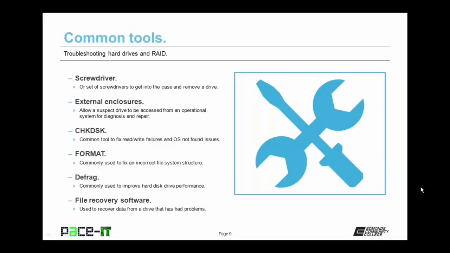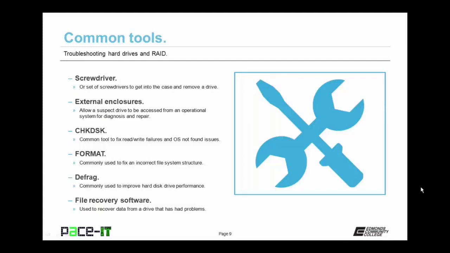Another tool is check disk. Actually, it's a utility, but it's a common tool that's used to fix read and write failure and operating systems not found issues. It checks the physical surface of the disk and can do repairs and recovery in certain cases. Then there's the format utility. It's commonly used to fix an incorrect file system structure.